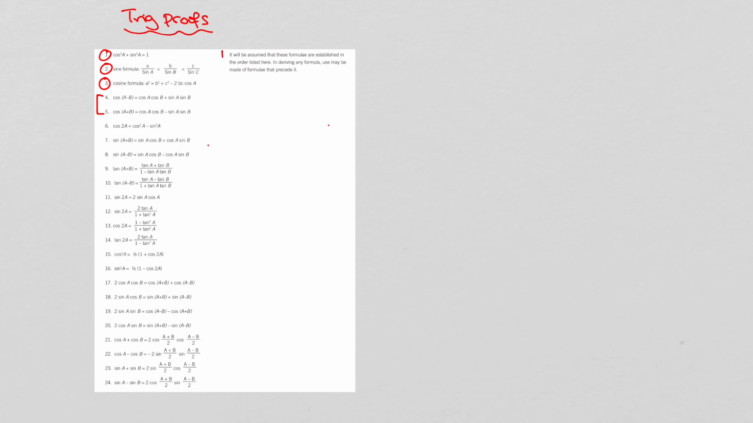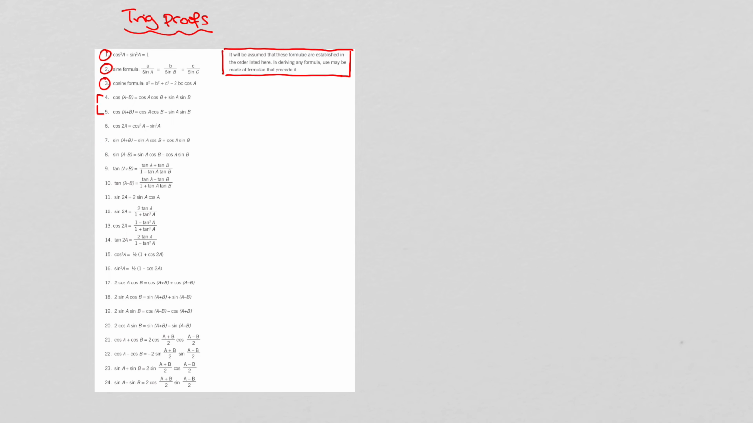Now, the important thing to note is up here in the right-hand corner, it states that it will be assumed that these formulae are established in the order that they are listed here. In other words, in deriving any formula, you may use the formula that precedes it. So I can use cos squared plus sine squared a equals 1 to help prove 4 or 5 or 6 or 7 or 8 or 9 or 10, because 1 has already been proved. But I would not be able to use, say, sine a plus b or sine a minus b to prove the cos of a minus b or the cos of a plus b, because they come after 4 and 5, if that makes sense to you.